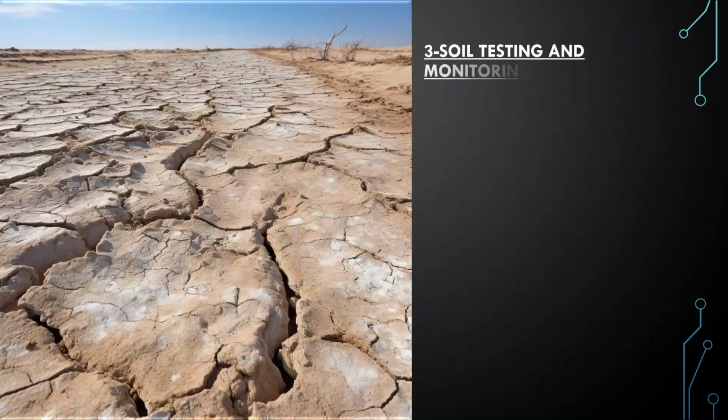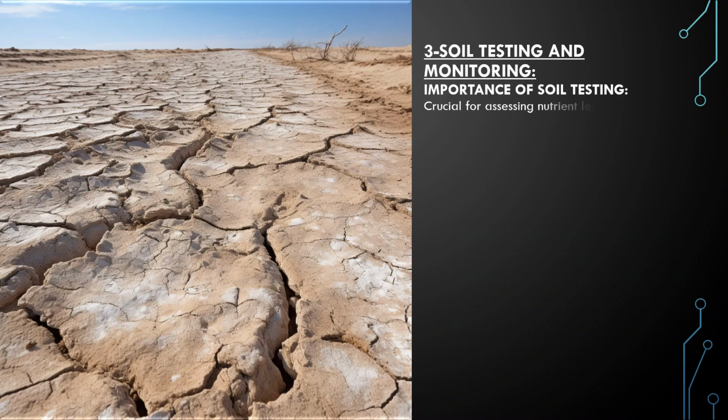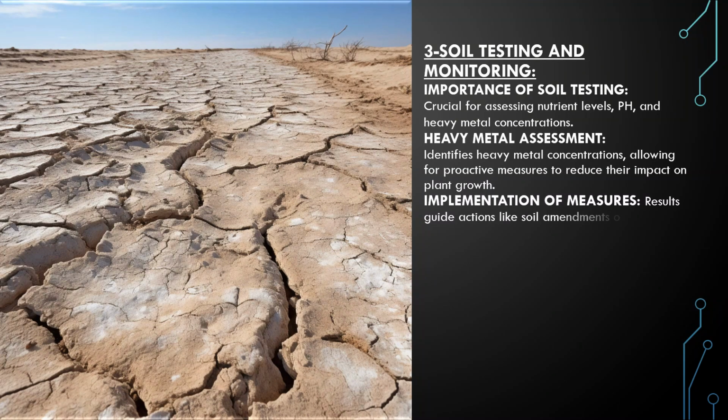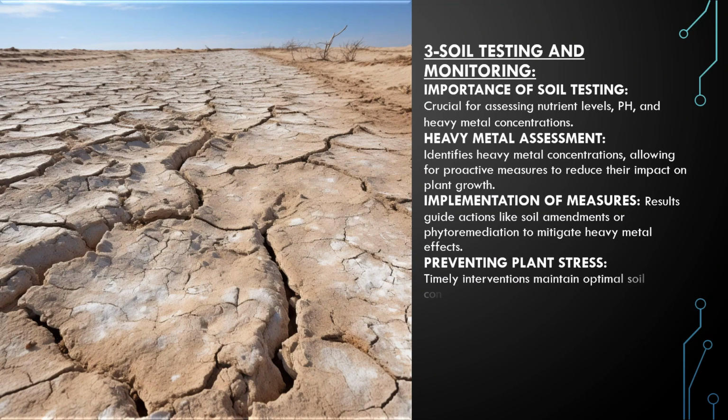3. Soil testing and monitoring. Importance of soil testing. Crucial for assessing nutrient levels, pH, and heavy metal concentrations. Heavy metal assessment identifies heavy metal concentrations, allowing for proactive measures to reduce their impact on plant growth.